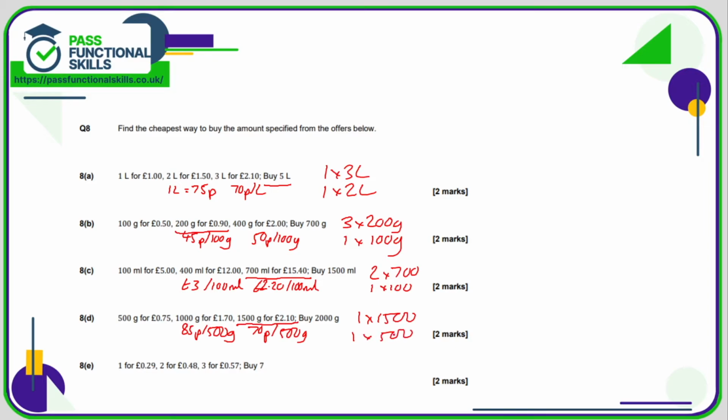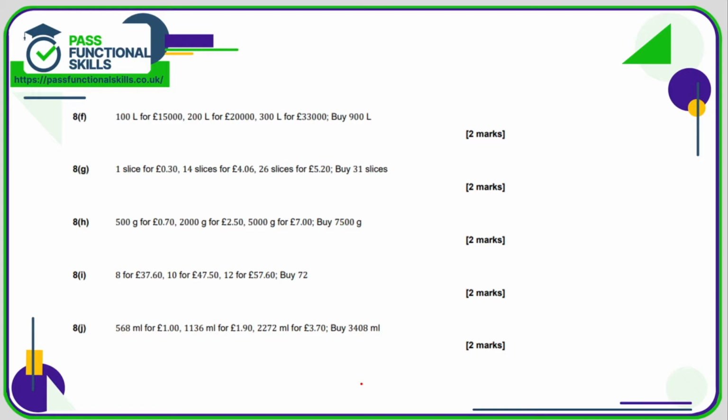For E, we're going to work out the price individually, so 1 for 29p, done. If it's 2 for 48, then that's 24 pence each, and this is going to work out as 19 pence each, 57 divided by 3. So if you want to buy 7, I'd buy 2 times the 3 pack, that makes 6, and then 1 times the 1 pack, or the individual item. And we're done on that one.